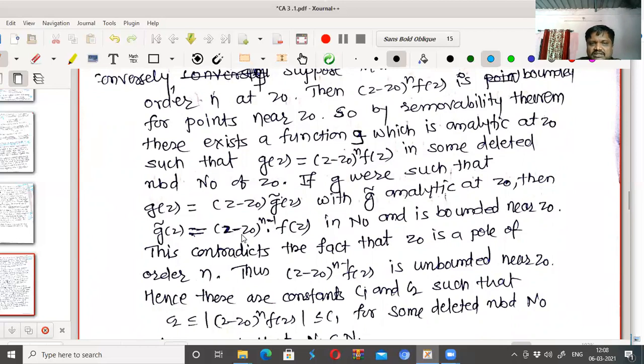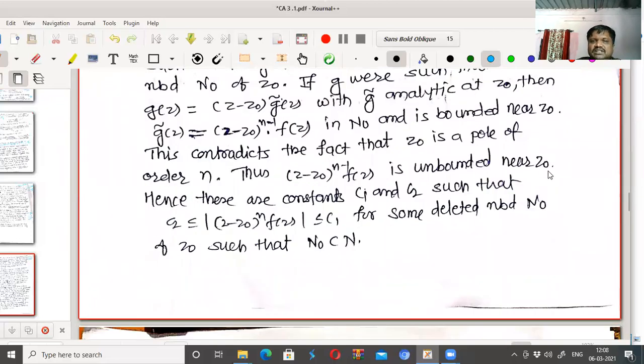As it is a pole of order n, (z minus z0) to the power n minus 1 times f of z must be unbounded. Thus, it is unbounded near z0 and therefore there are constants c1, c2 such that (z minus z0) to the power n times f of z lies between c2 and c1 for some deleted neighborhood n0 of z0 such that n0 is contained in n.